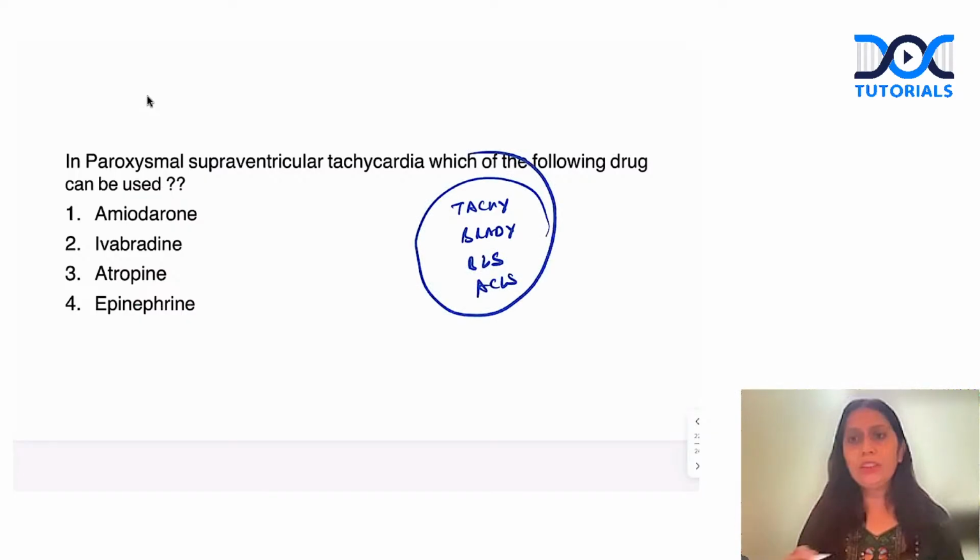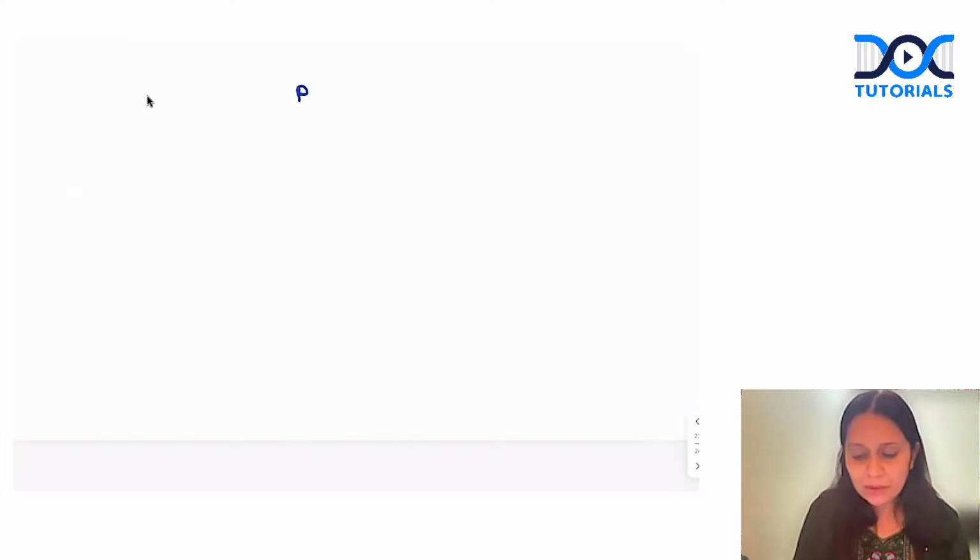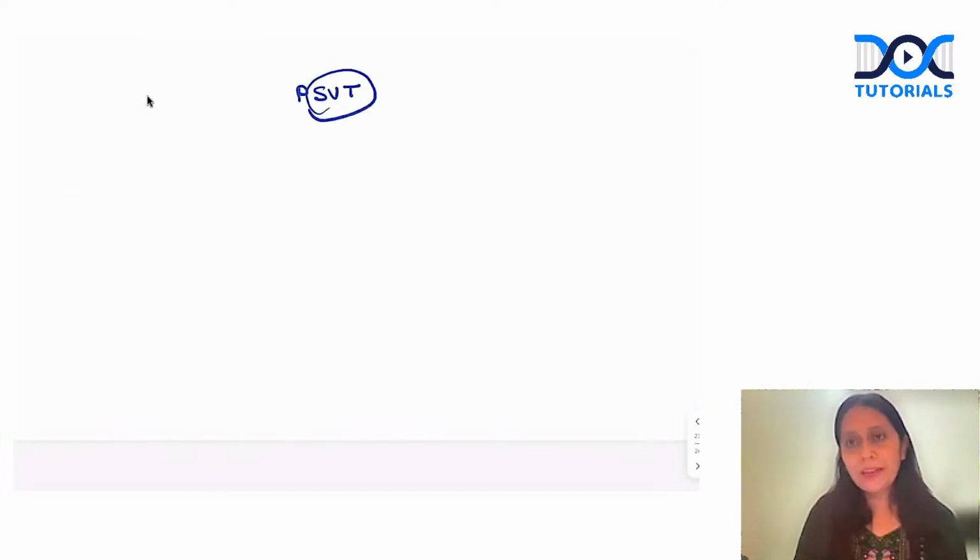Each and every word of these flow charts is important. In all my lectures, I provide students with all these four flow charts, and you have to just memorize each and every point of them. So here the question was, in PSVT, which of the following drugs can be used? Well, PSVT is supraventricular tachyarrhythmia, isn't it?